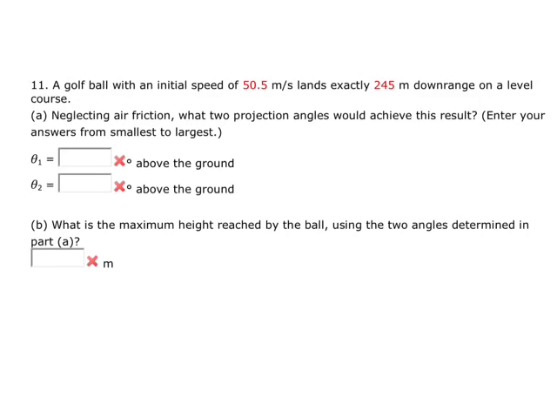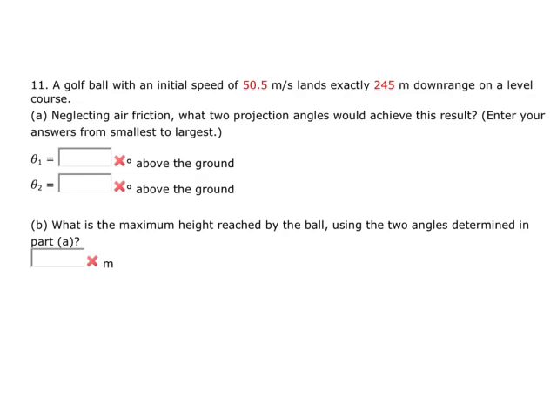This is number 11, the very last one in the WebAssign, chapter 3, part 3. It talks about a golf ball with an initial speed of this much that lands exactly so many meters downrange on a level course, right? Neglecting air friction, what two projection angles would achieve the result? Get theta 1 and theta 2, and what's the maximum height reached by the ball using the two angles? Right. So the clue here is level course.